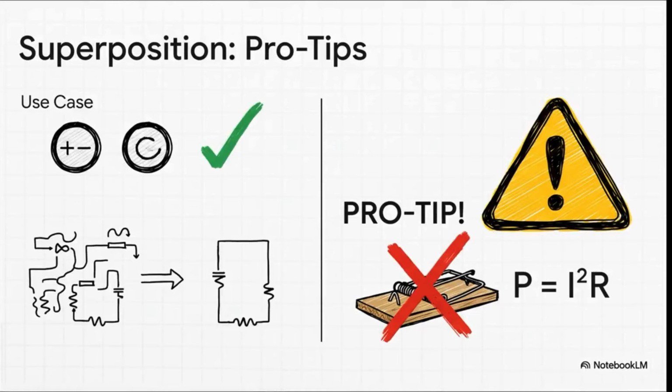So when do you use it? You pull it out when you see multiple source types, and the circuit would become trivial if you only had one source active at a time.